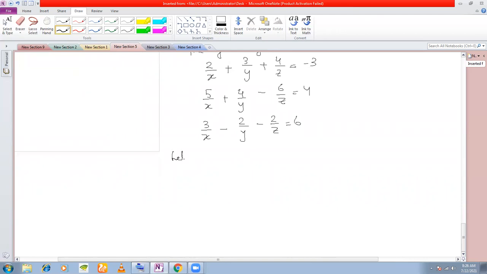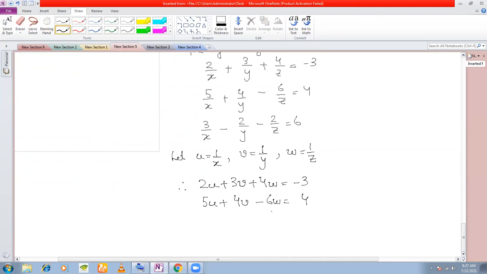Since you have 1 by x everywhere, if I say let u is equal to 1 by x, v is equal to 1 by y, and w is equal to 1 by z, therefore, what do you have? 2u plus 3v plus 4w is equal to minus 3. 5u plus 4v minus 6w is equal to 4. And you have 3u minus 2v minus 2w is equal to 6. Okay.